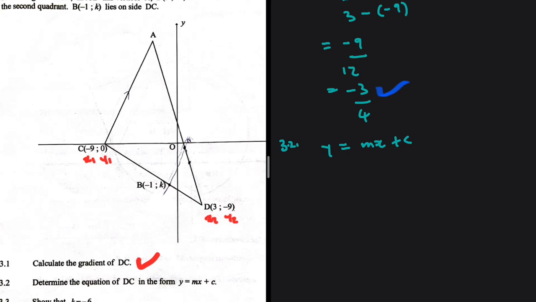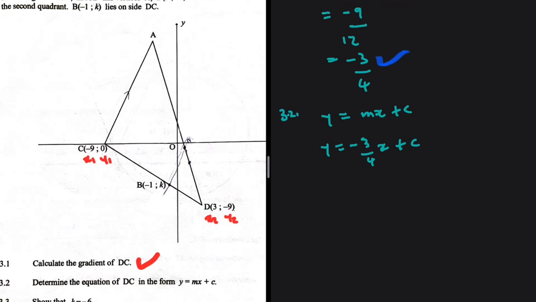3.2. So the gradient, we already know that it is minus 3 over 4 x plus c, right? And then we can substitute D, we can substitute C, and then find c, I mean the constant, and we will have our equation. So if we substitute C, I want to substitute C because I have 0 there and it is going to make my life simple. C has coordinates minus 9 and 0. So when we substitute it here, we're going to have the y value is 0, minus 3 over 4, x is minus 9, plus c.